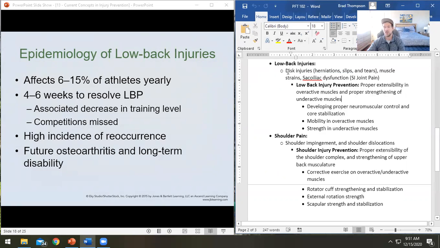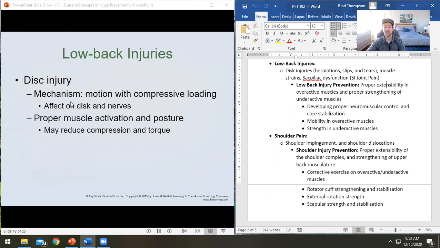So we're going to see things like disc injuries, like herniations, slips or tears. Those are all exactly the same thing. Muscle strains, which are sort of the most common. Sacroiliac dysfunction, aka SI joint pain, where your sacrum comes together with your pelvis, if that gets very immobile. And so, a disc injury, when I talk about a herniated disc.